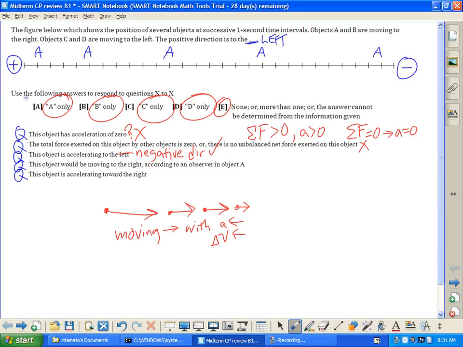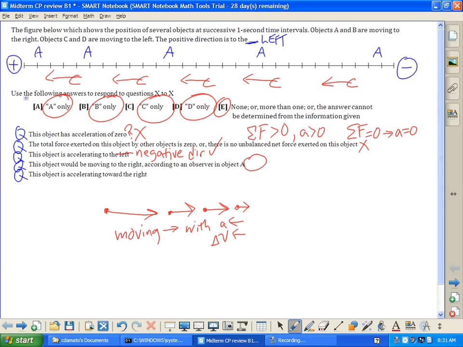Well, let's see. Let's practice. How could you answer this one here? Let's put another one up there. Let's say object C is going like this. And boy, oh boy, should you mark up the paper when you get it. You should mark the heck out of your paper.